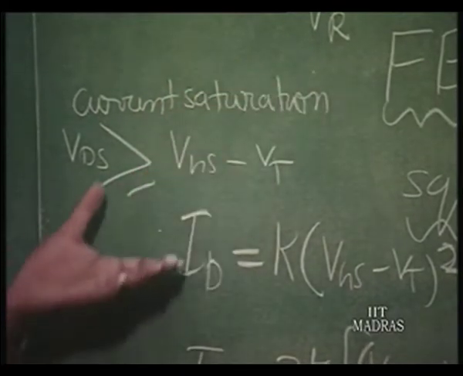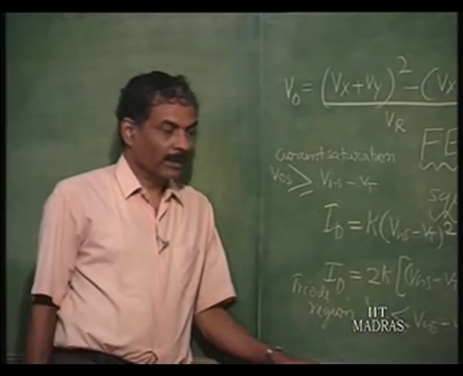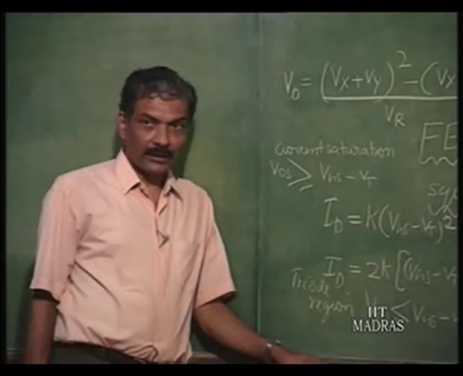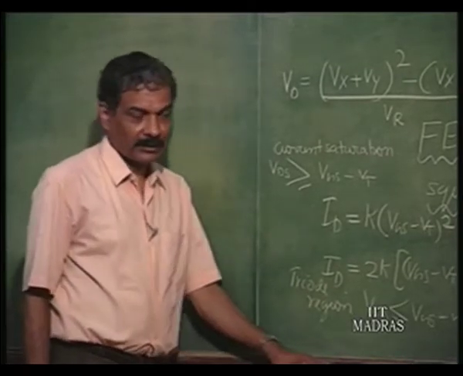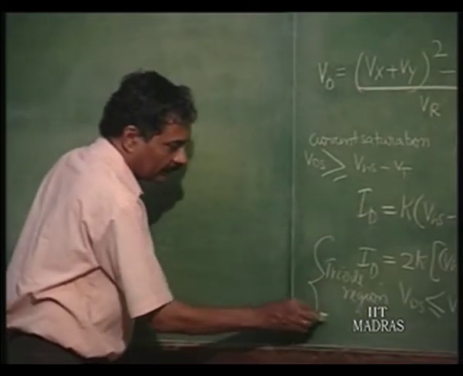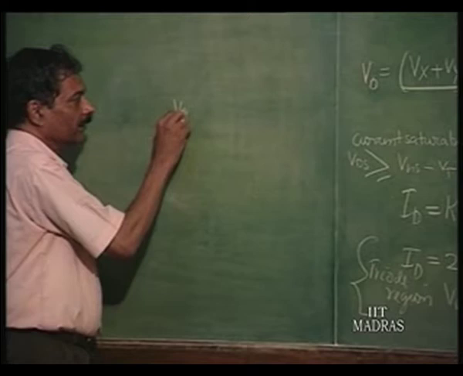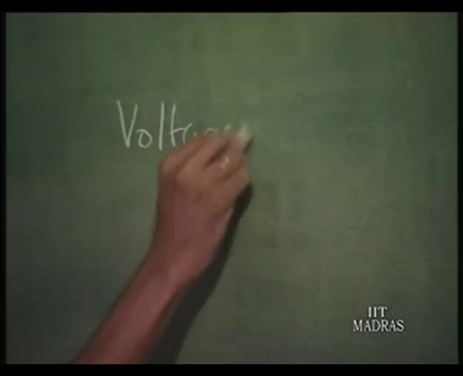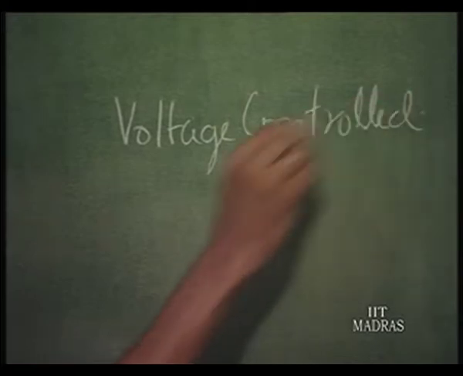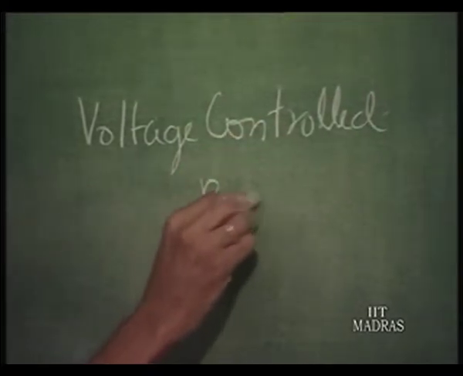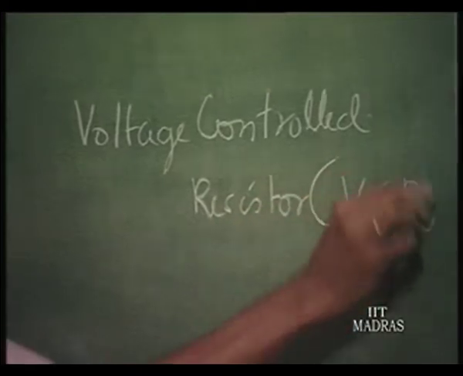So, if the field effect transistors are used in the current saturation region, in the triode region on the other hand, it can be used as a voltage dependent resistor. So, in the triode region, it can be used as a voltage controlled resistor, VCR.